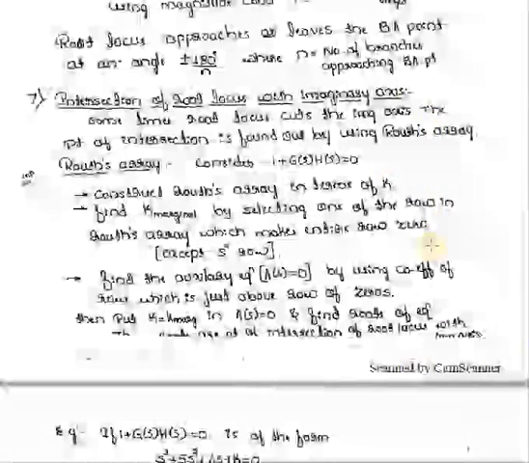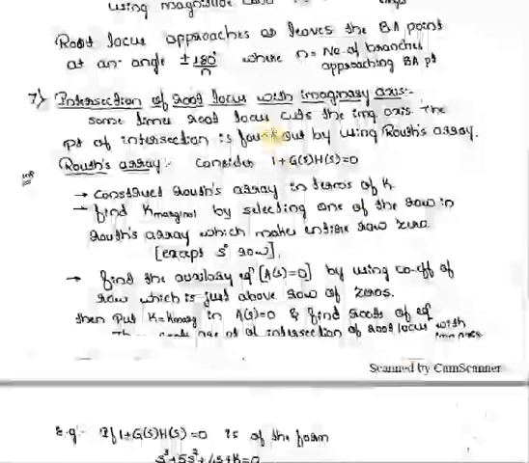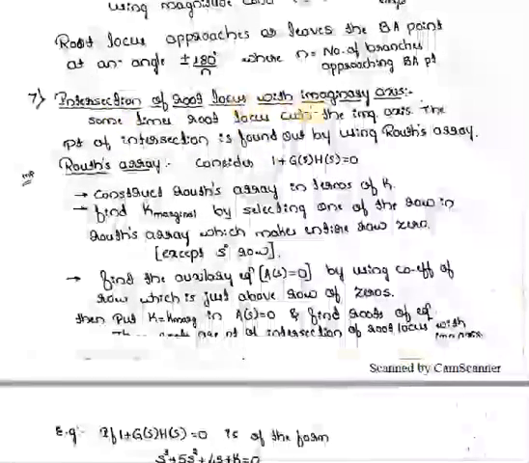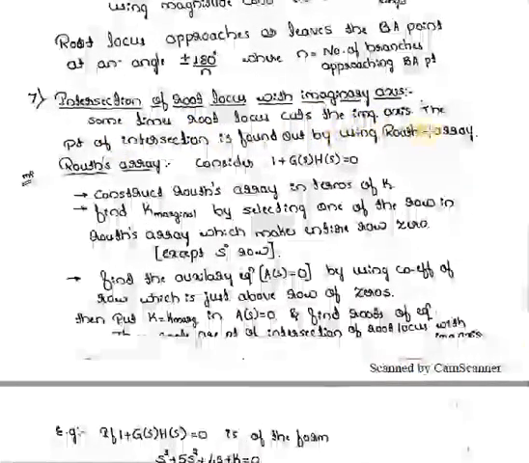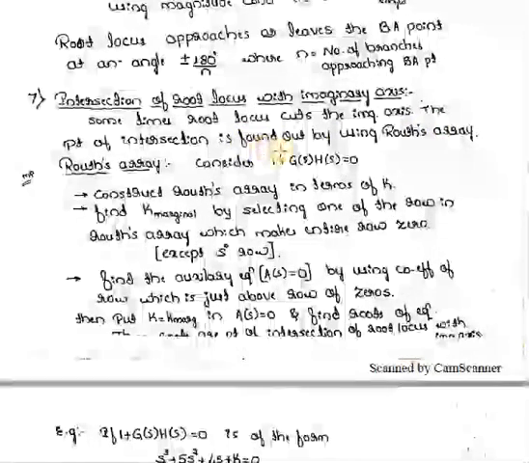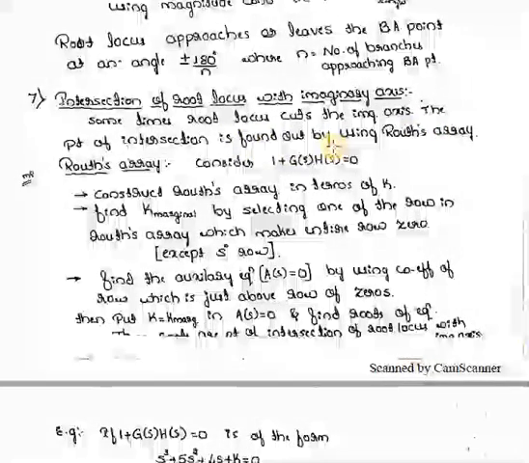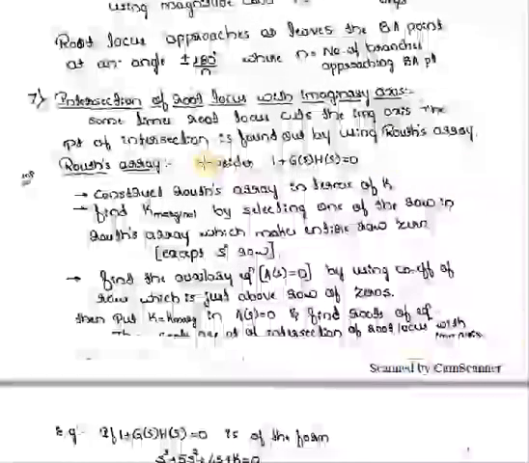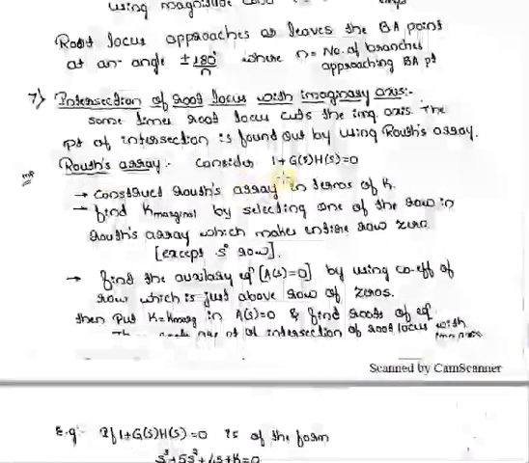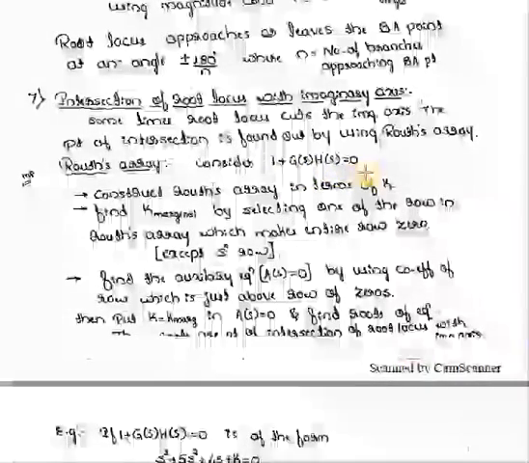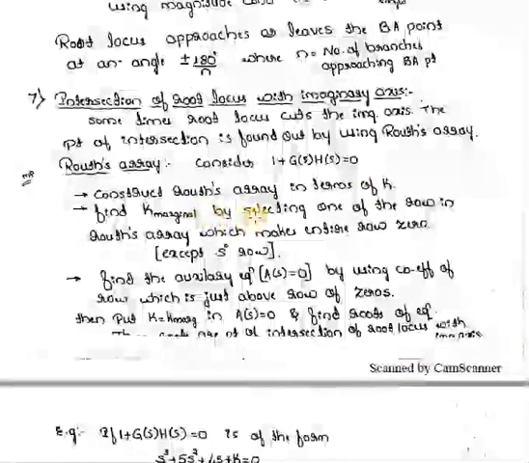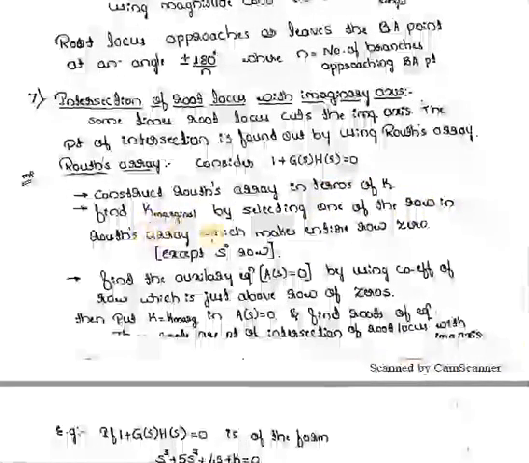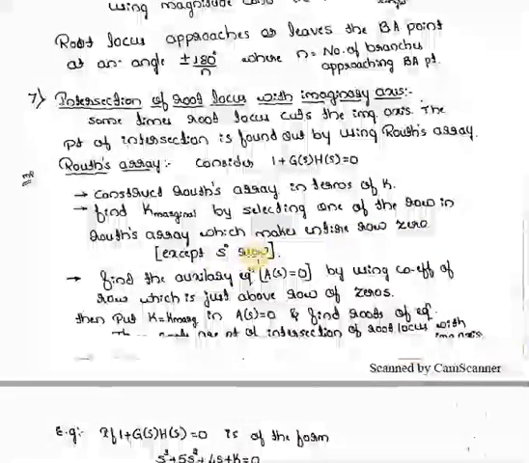After that, once you find the breakaway point, you need to find the intersection of the root locus with the imaginary axis. Sometimes the root locus cuts the imaginary axis. The point of intersection is found by using the Routh array criterion. For that, consider the equation 1 plus G(s)H(s) equal to 0. Construct the Routh array in terms of K. Find K marginal by selecting one of the rows in the Routh array which makes the entire row 0, except the s raised to 0 row.